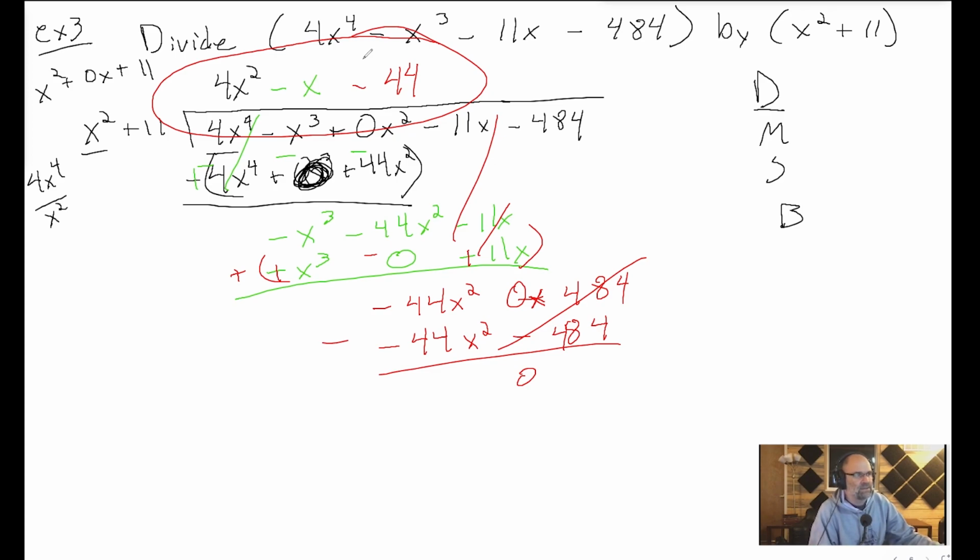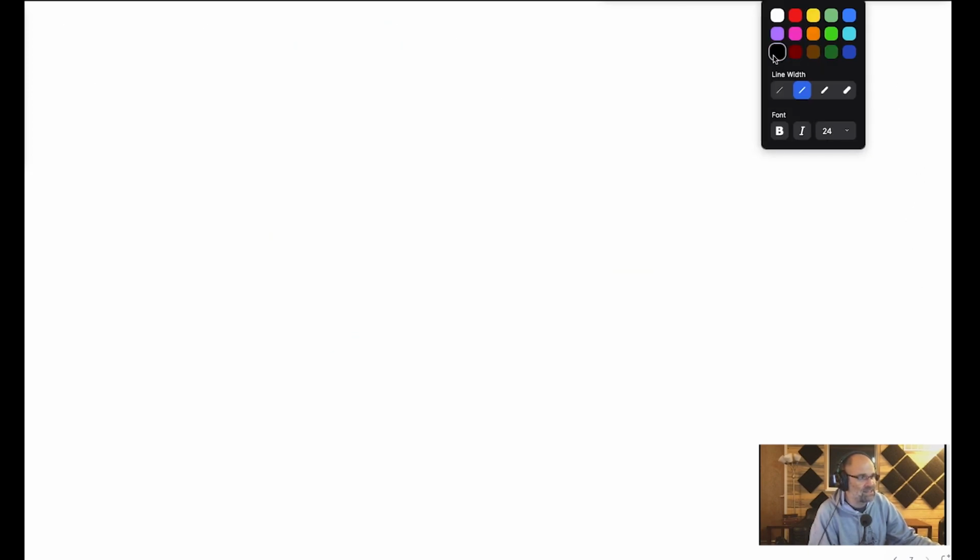Okay, so that's the gist of that. I'm going to do one more thing and then we'll be done, okay? So the last thing is just testing to see whether something is a factor. So how do you know if 3 is a factor of 343? Do you guys know the shortcut?